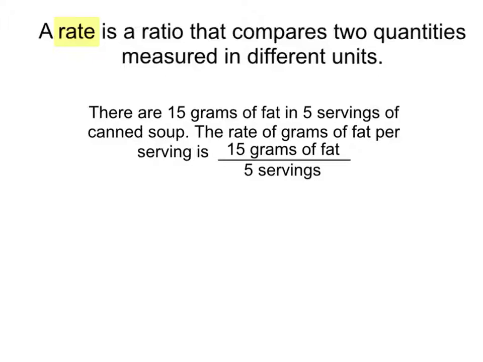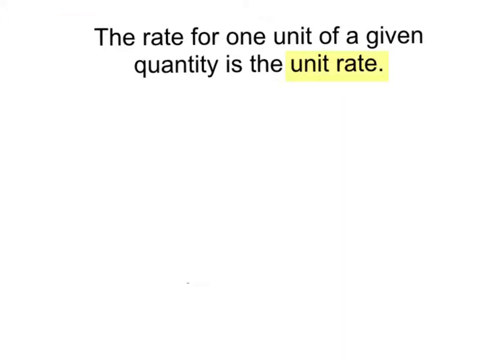In the last section we were able to do things that were easily converted from one to another, like feet and inches. These aren't things that you can convert from one to another. You're just trying to see the rate that the ratio is. Now, the rate for 1 unit of a given quantity is the unit rate. So that would be taking our original rate from the previous slide and figuring out how much would be for just 1 serving or 1 unit, whatever's on the bottom of the ratio.